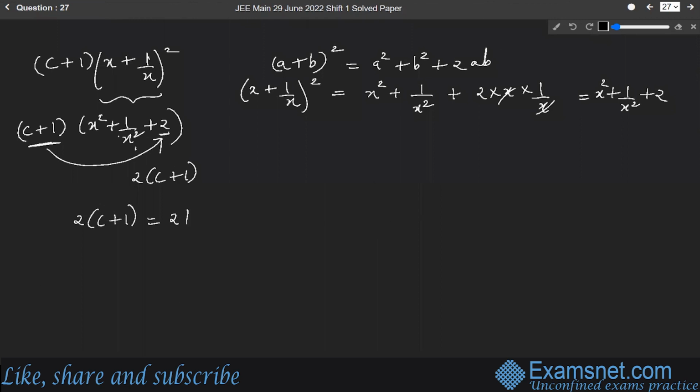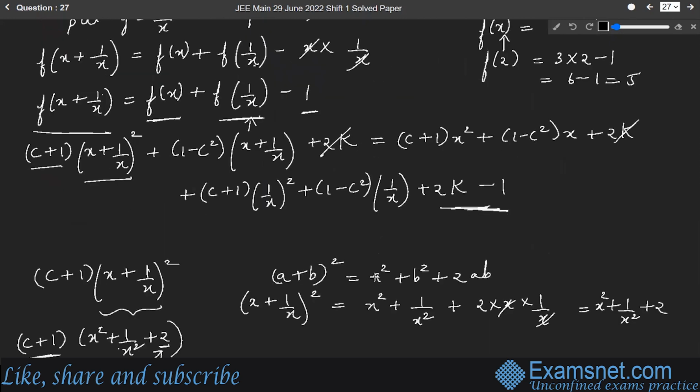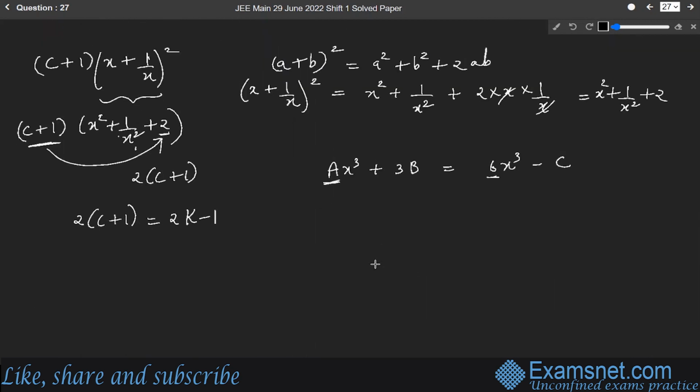All right. So both these constant parts will be equal. For example, consider an equation ax cube plus 3b is equal to 6x cube minus c. If we have to compare the coefficient of x cube, then a will be equal to 6. Similarly, when we compare the constants here, then 2k minus 1 will be equal to the constant part of the left hand side. What is the constant part of the left hand side? It is 2 into (c + 1). So consider it as equation number 3.